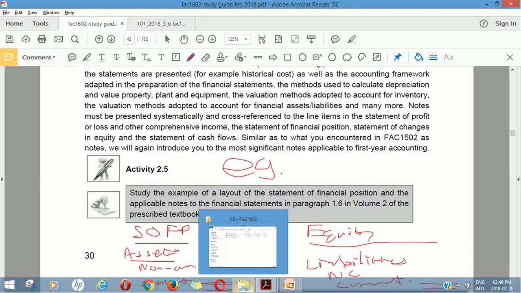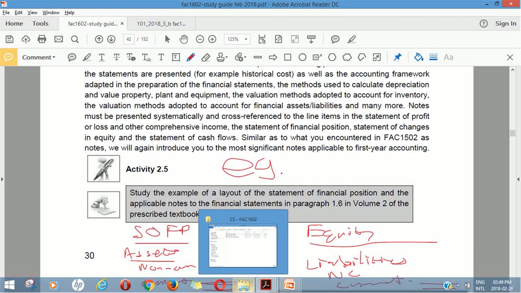Just remember capital will be open brackets, capital plus profit or minus loss, minus drawings. That's how you would get it, and that would be 15.